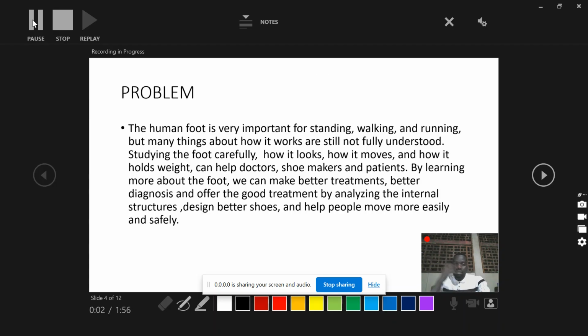So the problem is the foot is very important in walking, standing, running. But many things about how it works are still not fully understood. Studying the foot carefully, how it looks, how it moves, and how it holds weight can help doctors, shoemakers, and patients. Doctors can make better treatments, research, and diagnosis by analyzing the internal structures, and offer good treatment. Shoemakers can design shoes that help people move easily and safely.